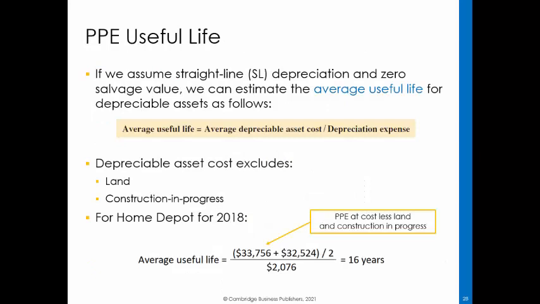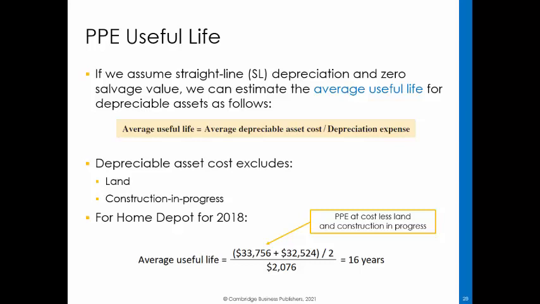Home Depot reports that the useful lives of its depreciable assets range from 2 years for furniture, fixtures, and equipment to 45 years for buildings and leasehold improvements. The longer an asset's useful life, the lower the annual depreciation expenses reported in the income statement, and the higher the income each year. It might be of interest, therefore, to know whether a company's useful life estimates are more conservative or more aggressive than its competitors.